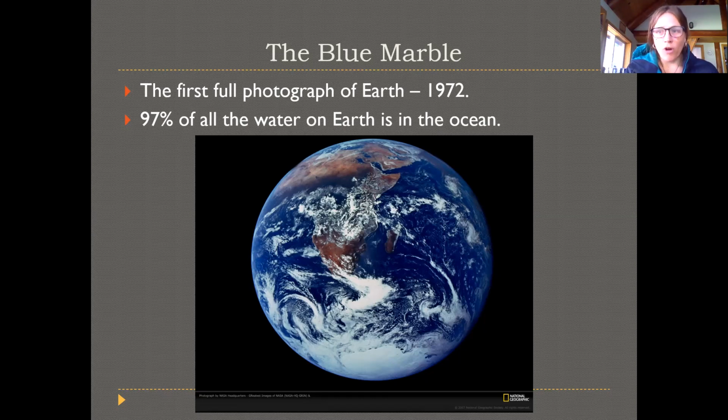So we're going to talk about streams right now, but streams actually make up a very small portion of the water that's on our planet. 97% of all the water is found in the oceans, which are these massive reservoirs of water. And we will talk about oceans in a couple weeks.